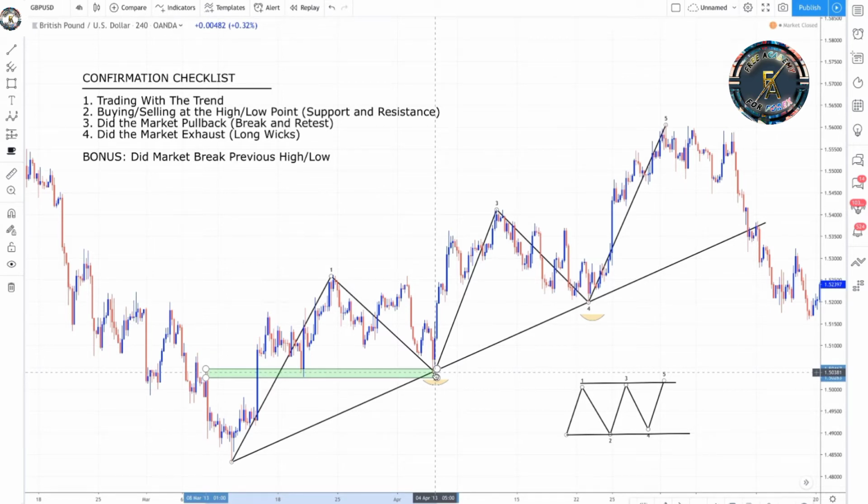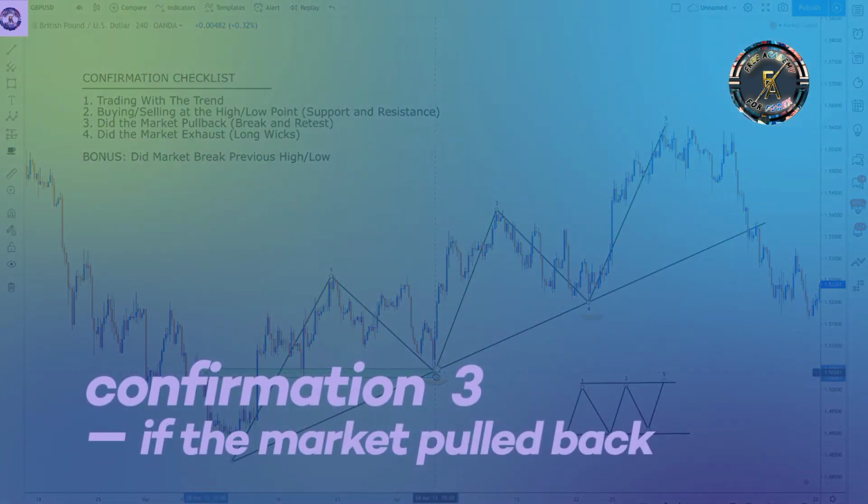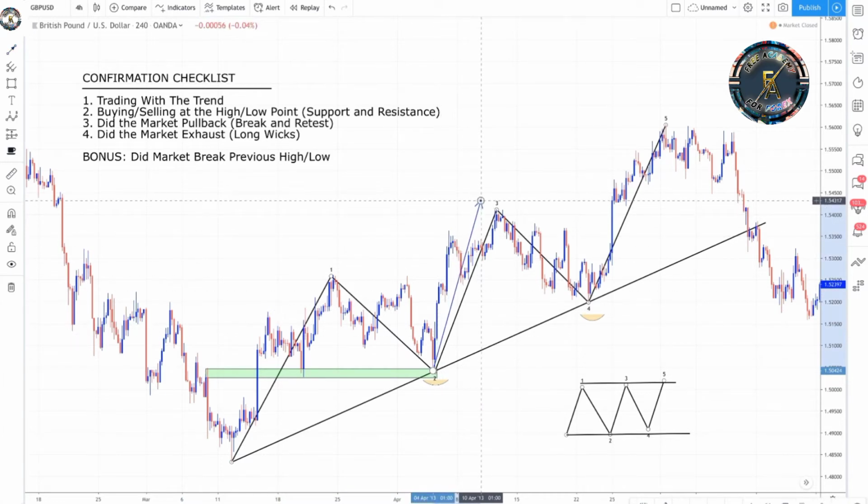Now, third confirmation that we're going to look for is we want to look for if the market pulled back. Did the market do what's known as a break and retest inside of the market? As we know, anytime the market is in a trending state, the market is going to push up and then give us a pullback, or what's known as a retrace in the market, before it resumes its trend up.